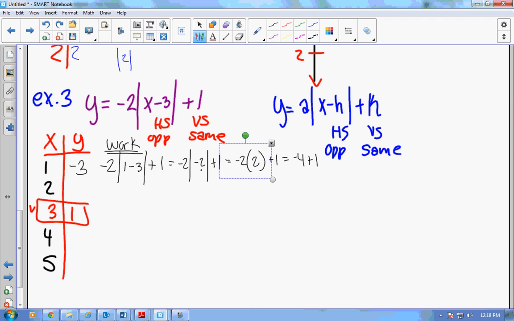I found 1 point. We have to do work one more time. If we do it carefully, then I can just skip the work and fill them in down here.